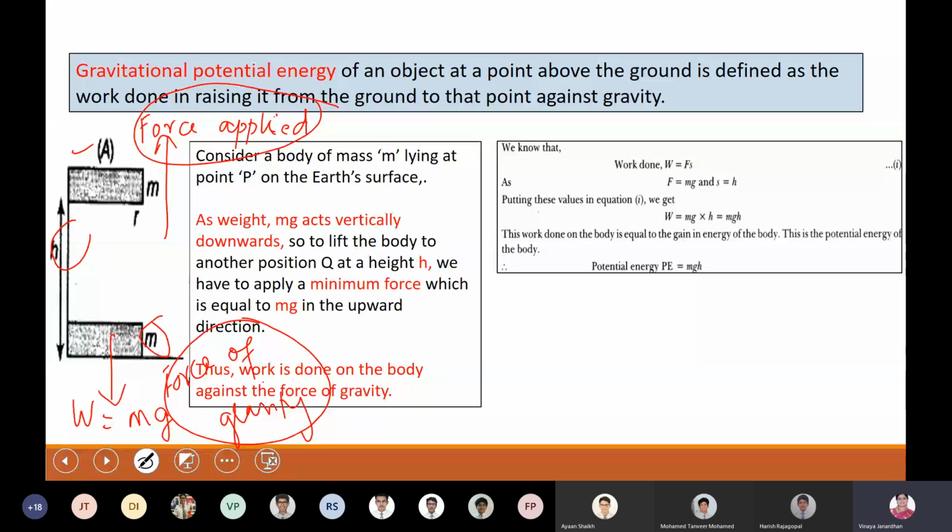Have you heard about the hydroelectric power station? Is the reservoir at ground level or at a higher level? Have you seen? The reservoir will be at a higher level, then they open the gates and the water falls. Why is the reservoir at a higher level? Because when the height increases, the energy stored in the body will also increase.